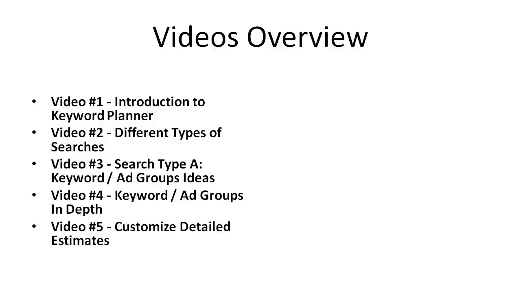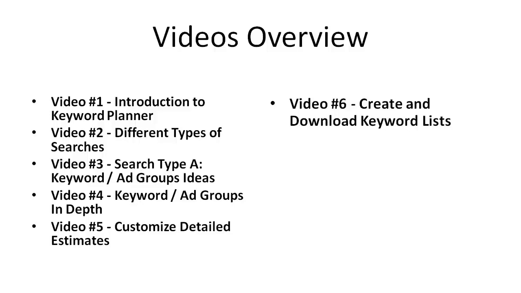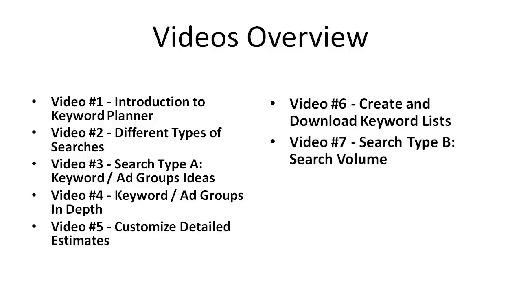Because if advertisers are bidding on specific keywords and you're trying to rank on them organically, meaning you're trying to rank on them with videos and articles and things like that, then you're going to get a good idea how profitable those areas are. And number 6, I'm going to show you how to create and download keyword lists, which is beneficial if you want to save the hard data to your hard drive and manipulate it, use it for future uses. Video number 7, we're going to talk about search type B, which is going to be search volume.